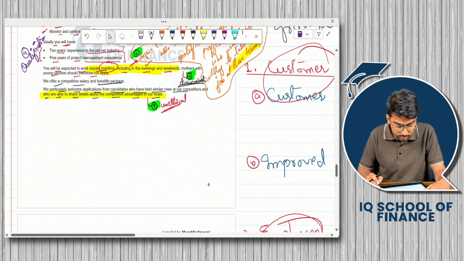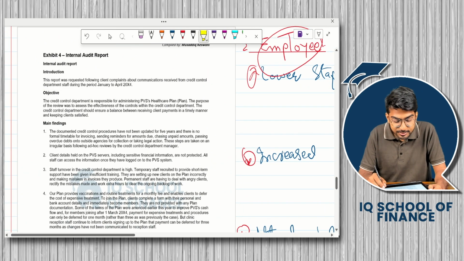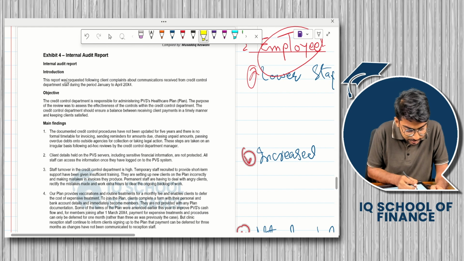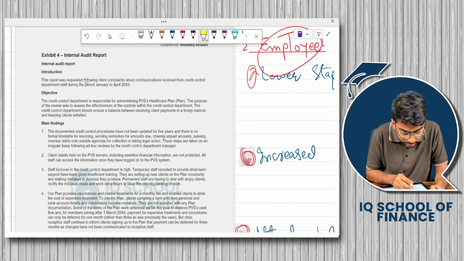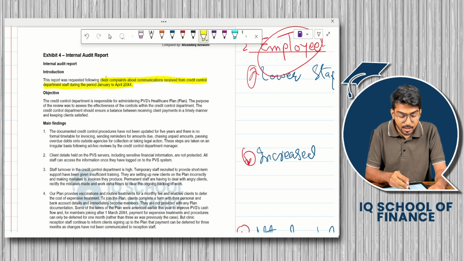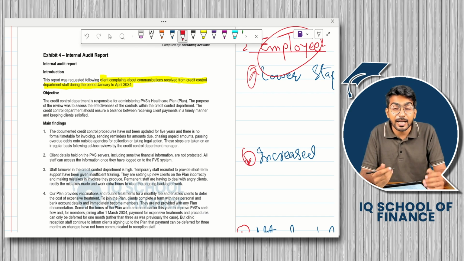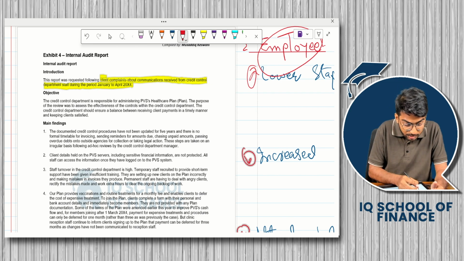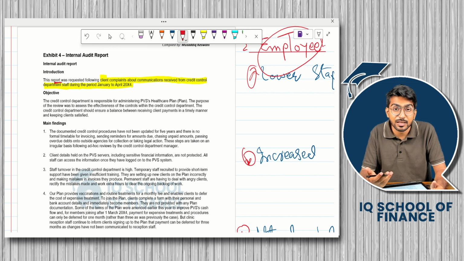Down here we have the internal audit report. Let's start and read it. The introduction: this report was requested following client complaints about communication received from the credit control department staff during the period January to April 2004. So basically the client has complained to us about the communication from the credit control department staff. Based on those complaints we have conducted an internal audit, and this report has given us the results of the internal audit on the credit control department.